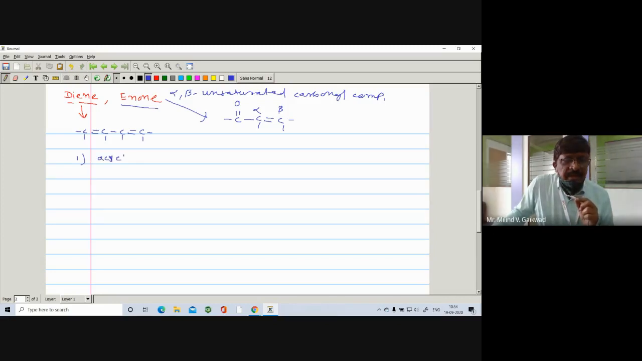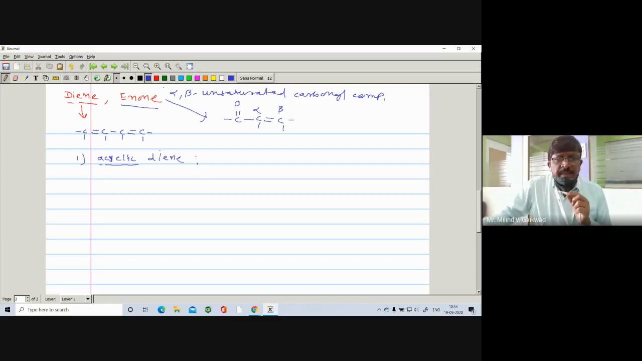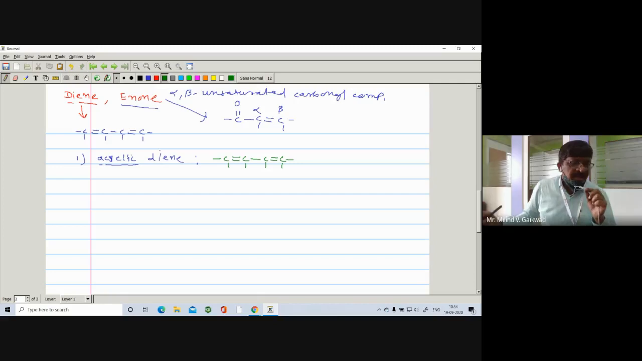Number one, an acyclic diene. Acyclic diene means it is not cyclic. If two pi bonds are in conjugation and are not part of a ring, that diene is called an acyclic diene. The minimum requirement is that two pi bonds are in conjugation: double bond, single bond, double bond. Then that diene is called an acyclic diene.